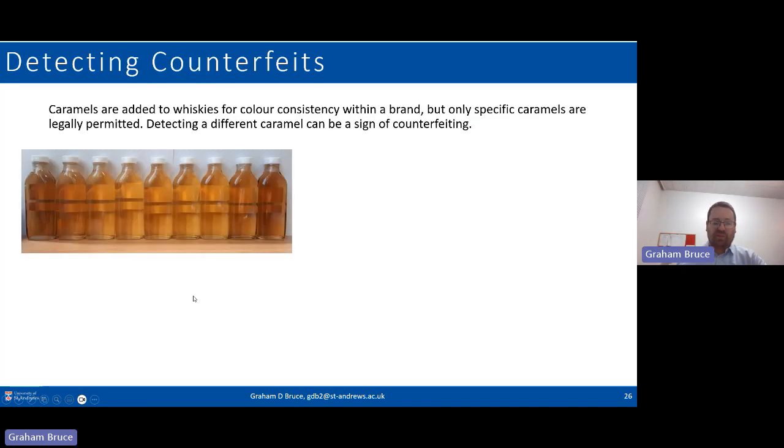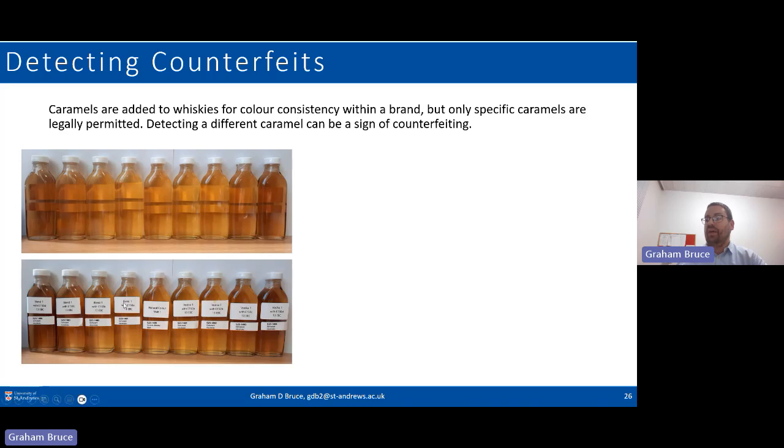We can look for other specific things as well. So in this image here, you see we've got 9 bottles. One of these is a genuine whiskey. The other 8 are adulterated samples that are made to look like that whiskey. So on the left, what we've got is a cheaper whiskey with some caramel added to it to match the color of the original malt. And on the right-hand side, what we have is vodkas that are also artificially colored to look like the whiskey.